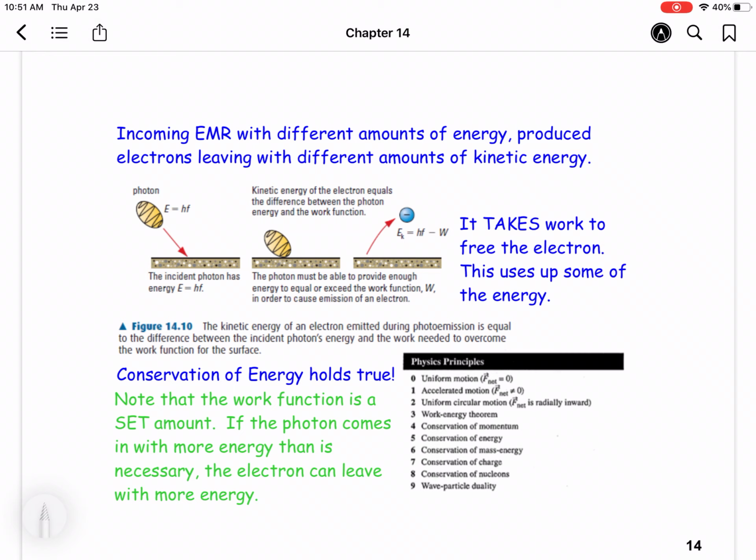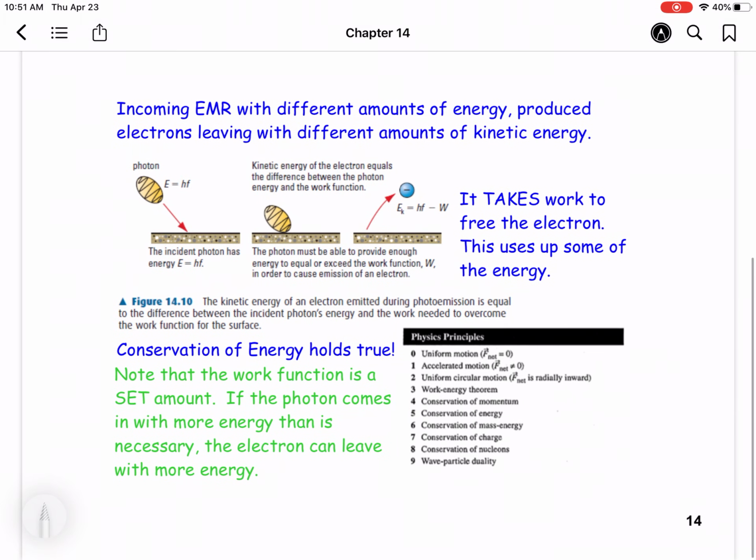So what that tells you is that it takes work to free an electron, right? So when this photon hits, electron comes off, some energy is lost, right? Basically, the energy is lost to actually changing the photon's energy into electron's energy, and it actually stays behind in the metal, so to speak, right? And so conservation of energy still holds true, and it's actually going to follow this equation right here.